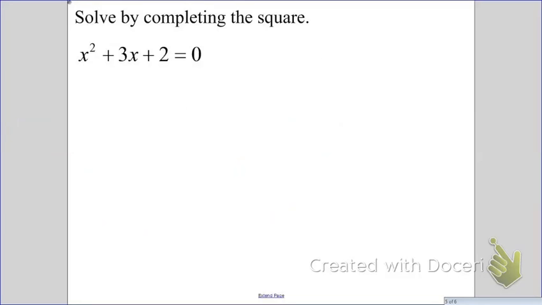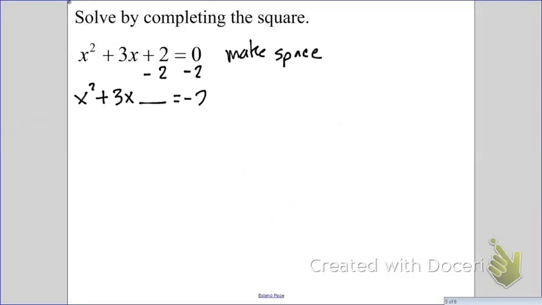Let's take a look at this problem. In this problem, we see that there is something being added to the bx, so let's get rid of it by subtracting 2 from both sides. Make space. X squared plus 3x. Now I have my space equals negative 2 and the same equal space.